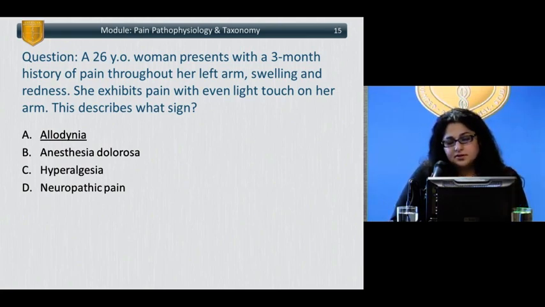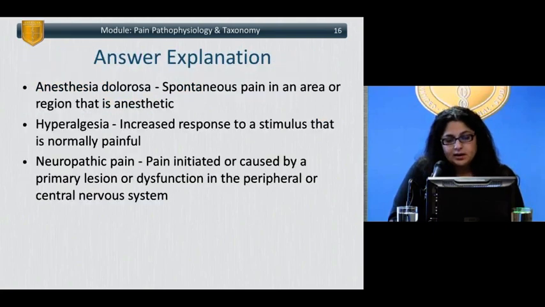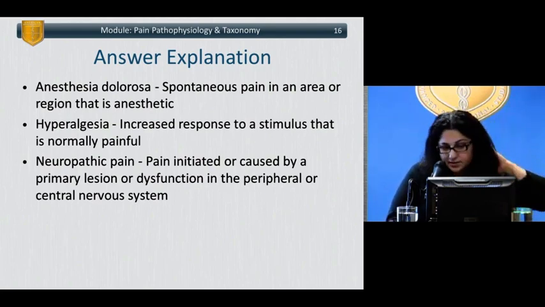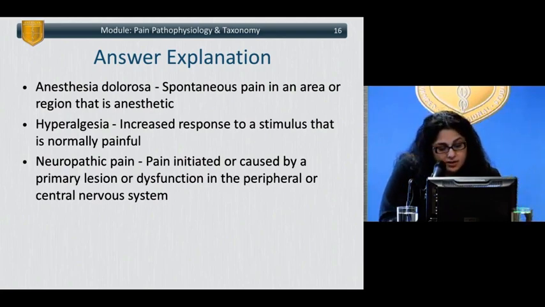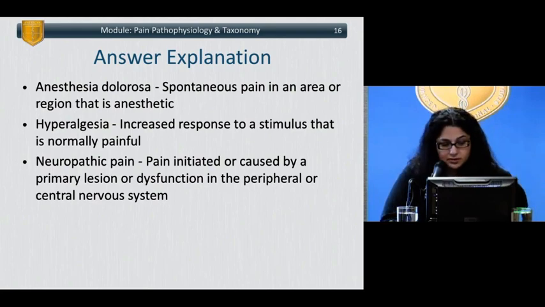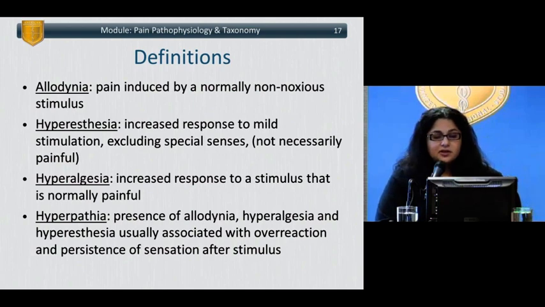The correct answer is allodynia, A. Anesthesia dolorosa refers to pain or spontaneous pain that occurs in an area that is anesthetic, meaning has no sensation. C, hyperalgesia, is an increased response to a stimuli that's not normally painful, while D, as we mentioned earlier, is pain that is caused by a lesion in the somatosensory nervous system, whether it be the peripheral or the central nervous system.